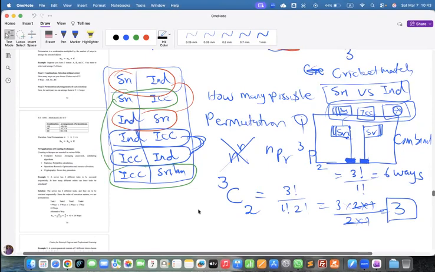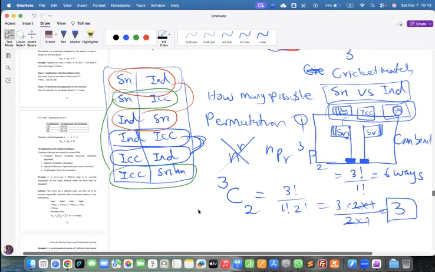Excuse me, sir. For the combination also, do we have questions with repetition and without repetition? Combination, it's not possible with repetition, right?